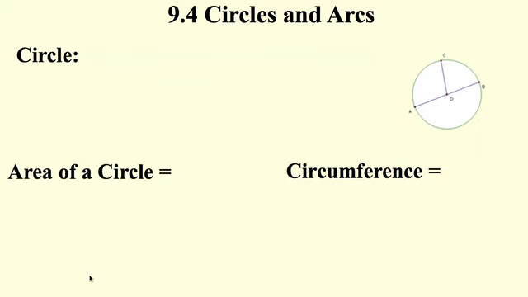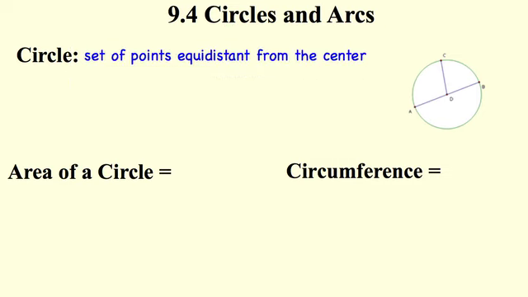Excellent. So I'm going to give you a lot of vocab this time, so if I go too quickly, pause me, rewind me, whatever you got to do. Let's make sure we know what a circle is. So here's the definition of a circle. I know you've been dealing with them for a long time, but there's the formal definition. A set of points equal distance from the center.